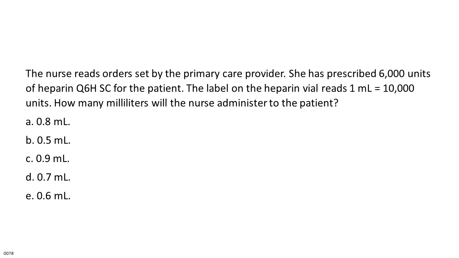The nurse reads orders set by the primary care provider. She has prescribed 6,000 units of heparin 6-hourly subcutaneous for the patient. The label on the heparin vial reads 1 milliliter equals 10,000 units. How many milliliters will the nurse administer to the patient? A. 0.8 milliliters. B. 0.5 milliliters. C. 0.9 milliliters. D. 0.7 milliliters. E. 0.6 milliliters.